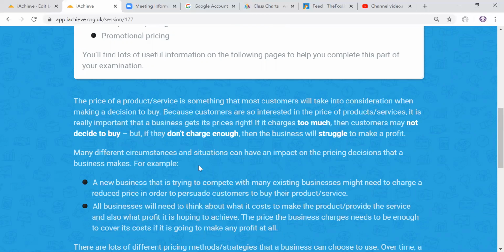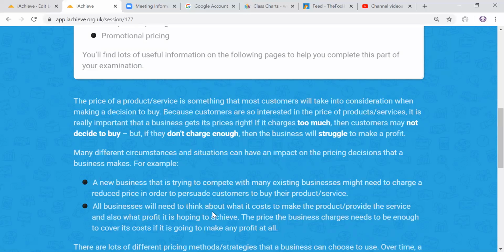There are many different circumstances and situations that have an impact on pricing decisions that a business makes. For example, a new business that's trying to compete with many existing businesses might need to charge a reduced price in order to persuade its customers to buy a particular product or service. During that introductory phase, there are many different pricing strategies that could be employed to ensure that enough customers buy a product or service to launch it into the market successfully.